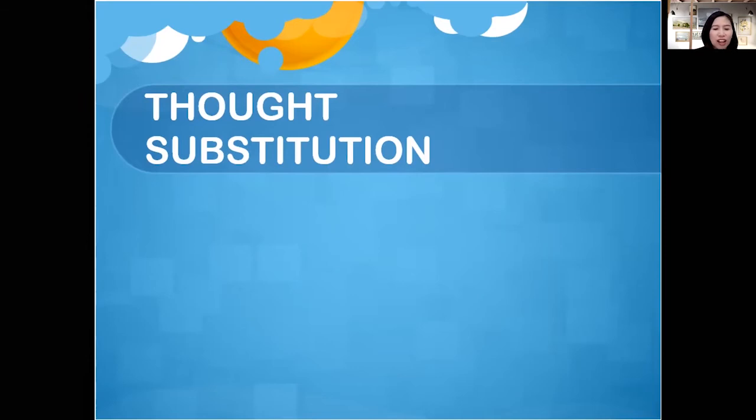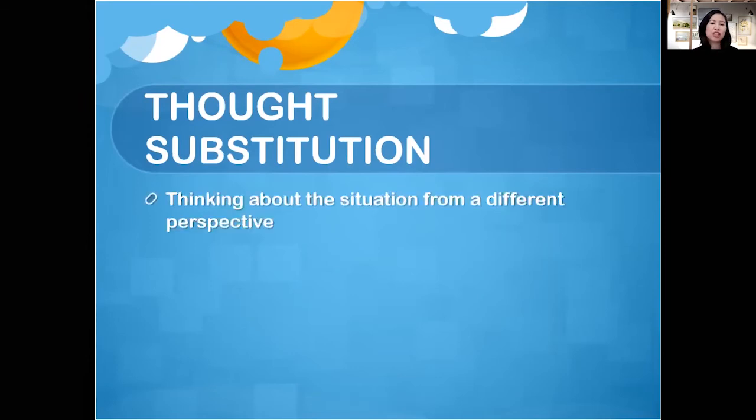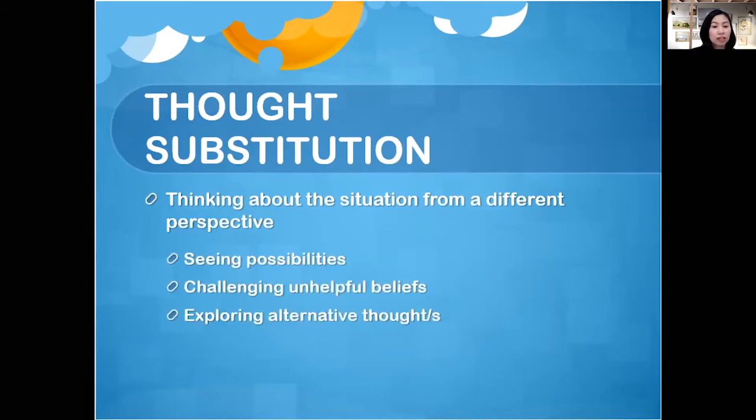Okay. So, what do we actually do with thought substitution? Thinking about the situation from a different perspective. Okay. Seeing possibilities, challenging unhelpful beliefs, and exploring alternative thoughts. That is thought substitution. So what you did is actually just a sample. Okay? So sometimes you see it right side up. But if you turn a bit, wait, it looks upside down.